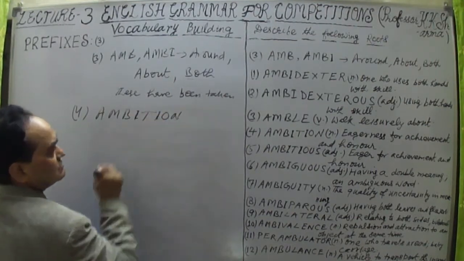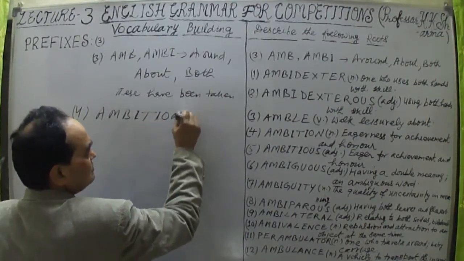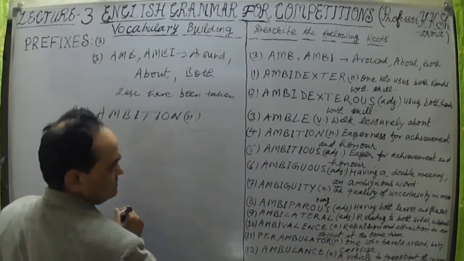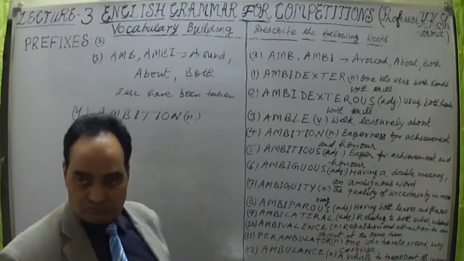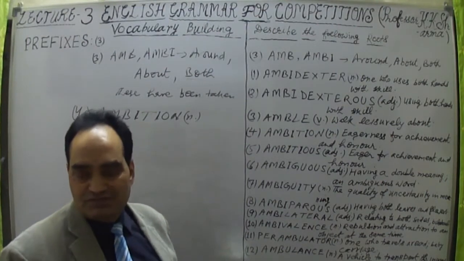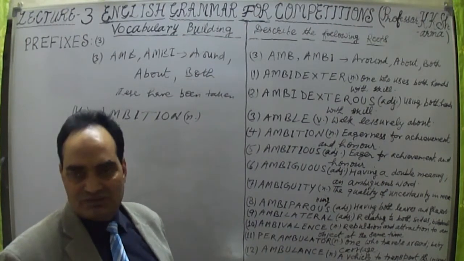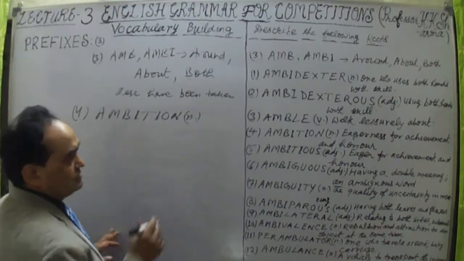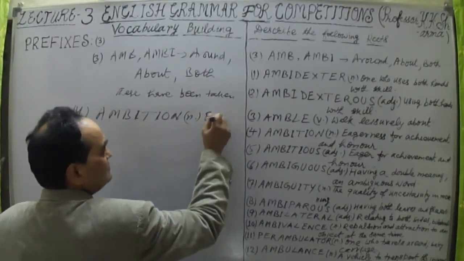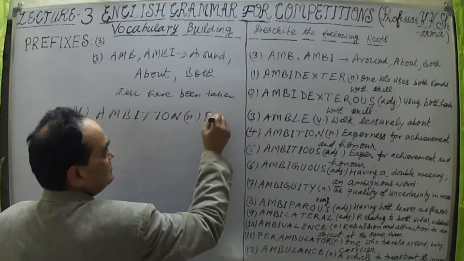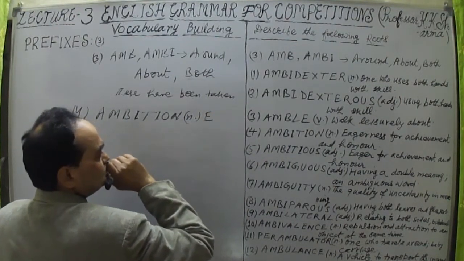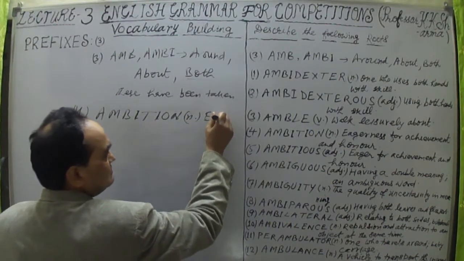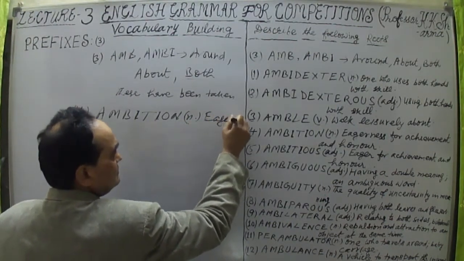A-M-B-I-T-I-O-N, ambition. This is ambition here, as a noun. That means what is ambition? Eagerness for achievement. He is a very ambitious person. He is very eager to achieve something, very hurriedly or something. Eagerness for achievement. This is ambition, as a noun, eagerness.